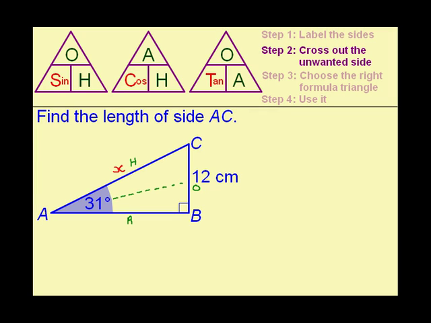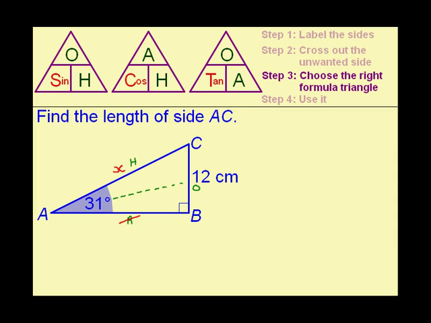Now try step 2, cross out the unwanted side. Remember, this is a really fast step. Press pause and have a go. When you're ready, press play. So we're looking for X, so we need to keep H. We know the 12, so we need to keep O, so we cross out the A.